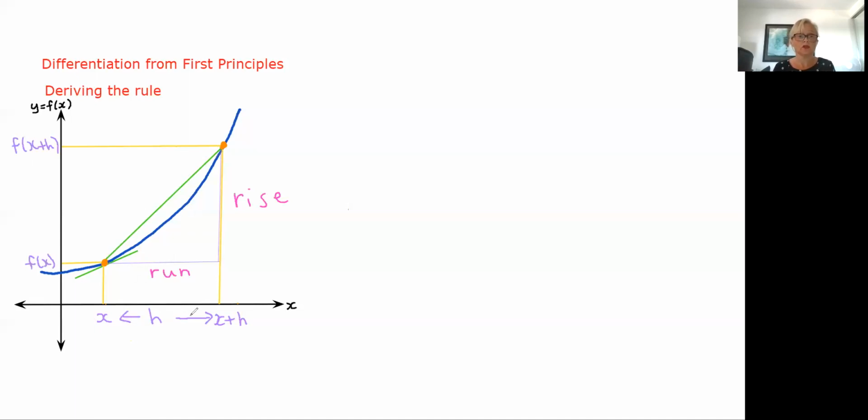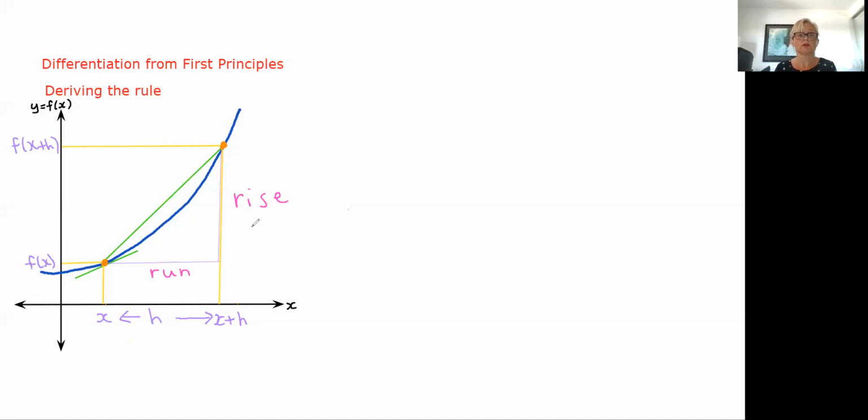Now, assuming that your h value is quite small, therefore that these 2 points are quite close together, it's fair enough to assume that the gradient of the chord will be close-ish to the gradient of the tangent. It's not going to be perfect. And of course, the further away you are, the more likely it is that your estimate by using the chord is not going to be particularly good. But let's work with this one and we'll see how we go.